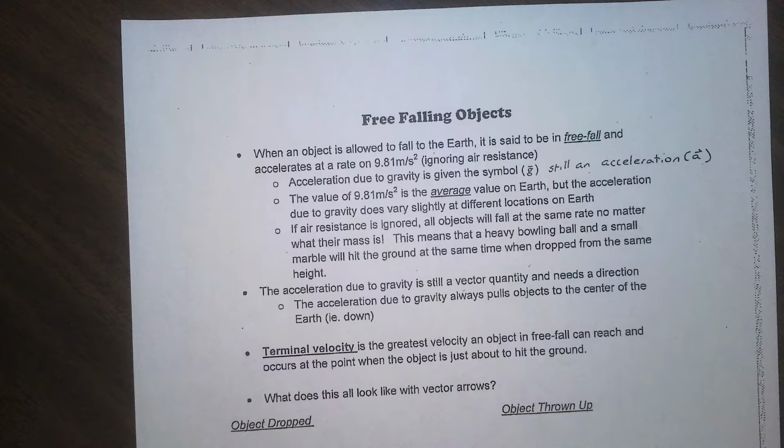Free-falling objects. When an object falls without any interference, we call that a free-falling object, falling towards the ground. Not falling up, but falling towards the ground. Okay? And it has an acceleration that has been studied, verified and proven, and it is 9.81 meters per second squared in a perfect world.